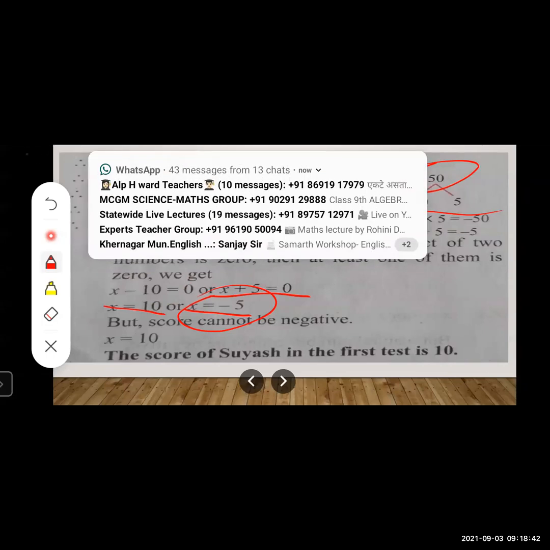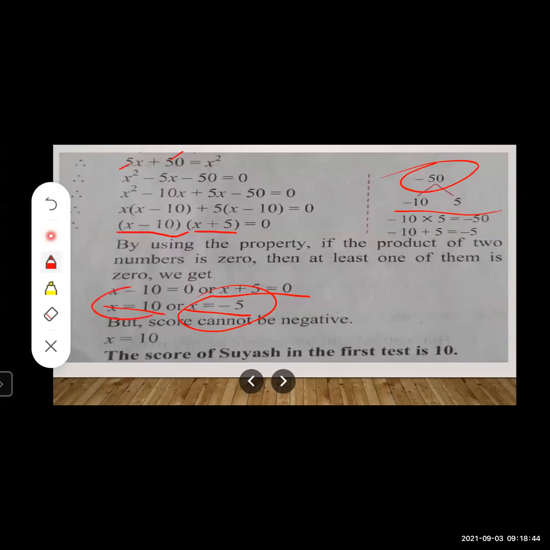So which value are we going to take? We are going to take x is equal to 10. And what is x is equal to 10? x is equal to 10 is nothing but the score in the first stage. And what has been asked? They have asked for the score in the first stage itself. So what will be your last line? The score of Suresh in the first stage is 10. Understood, students? Yes.